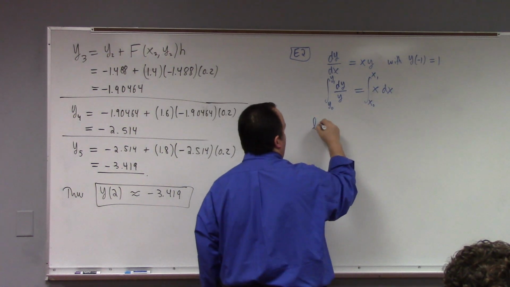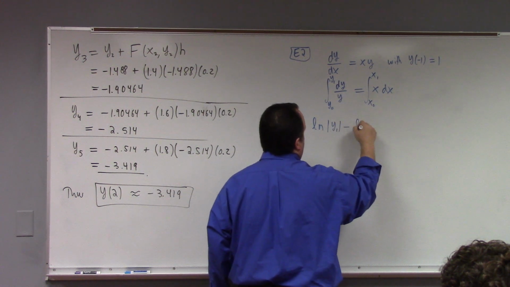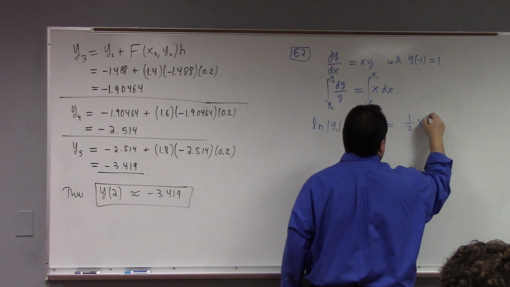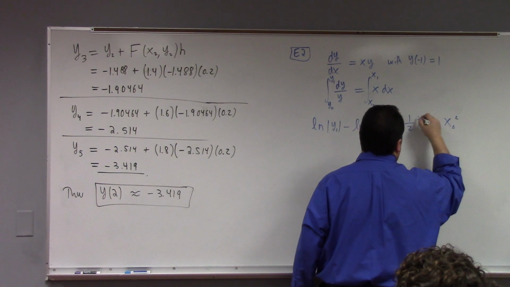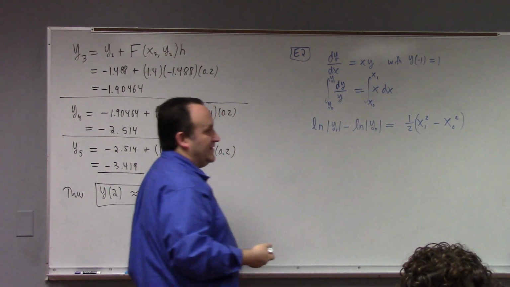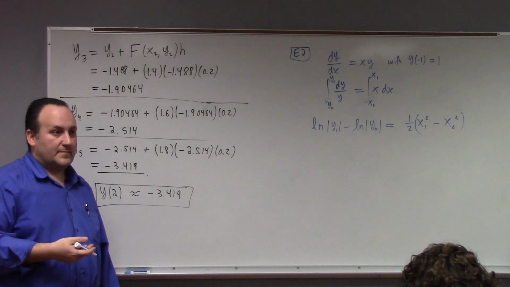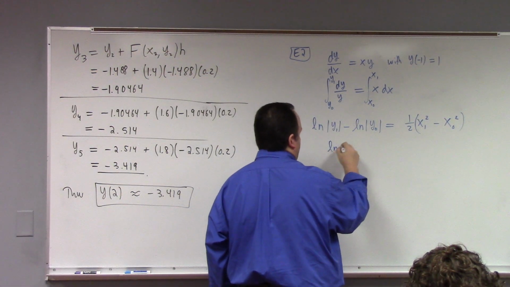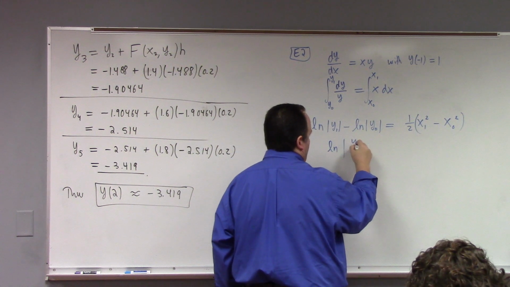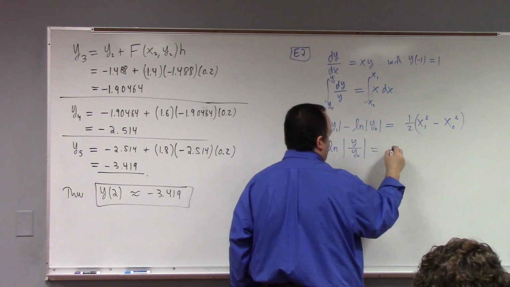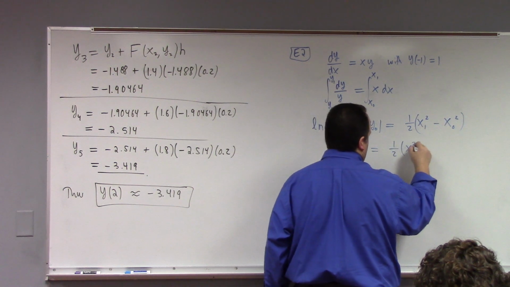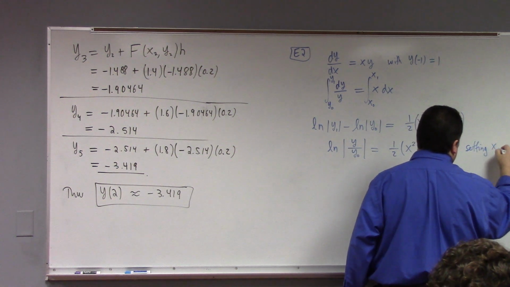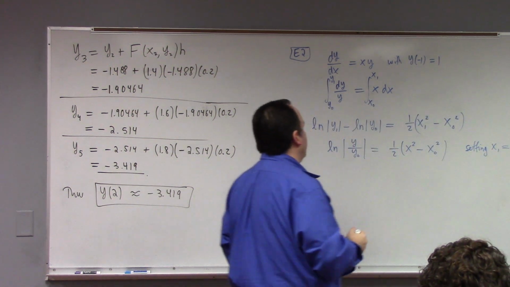If I do that, then I've got natural log of the absolute value of y1 minus the natural log of the absolute value of y naught equals 1/2 times x1 squared minus x naught squared. No need to add a constant here because I'm doing definite integrals, right? And okay, then what? This gives me natural log of the quotient y over y naught equals 1/2 times x squared minus x naught squared. Here I'm setting x1 equal to x.